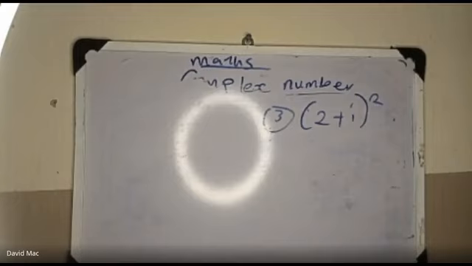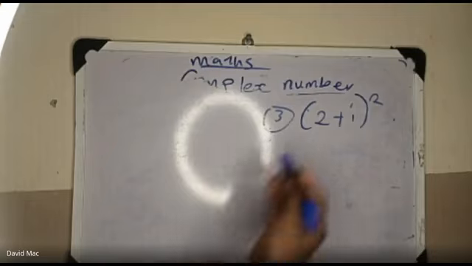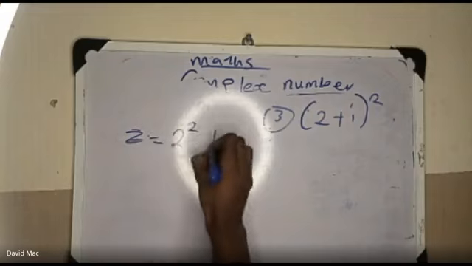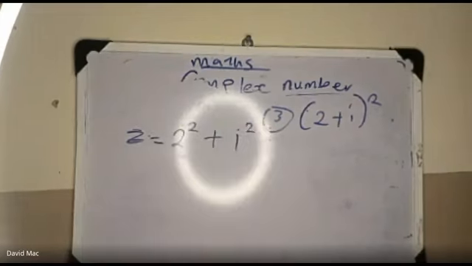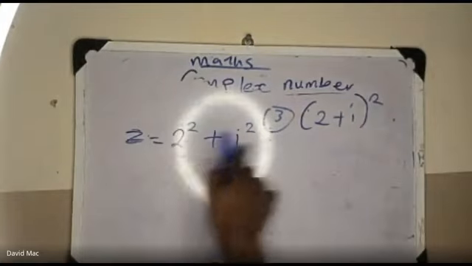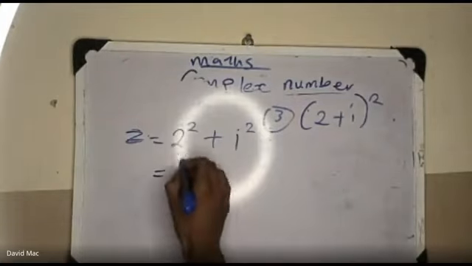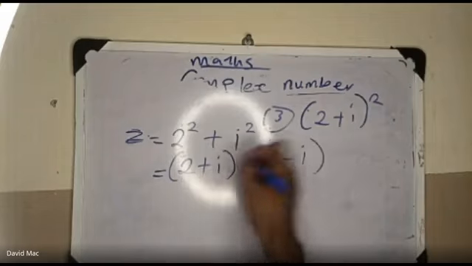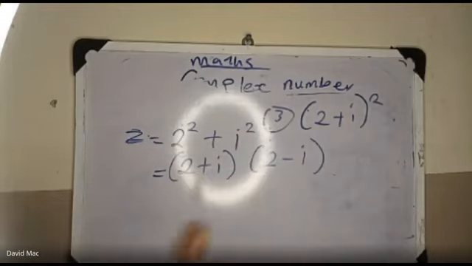The third question says (2 + i) squared. How you want to interpret this question is that z is equal to 2 squared plus i squared. And remember I told you that whenever you see something like this, it will be (2 + i)(2 - i). That's what I taught you, right? Remember when we did this rule.